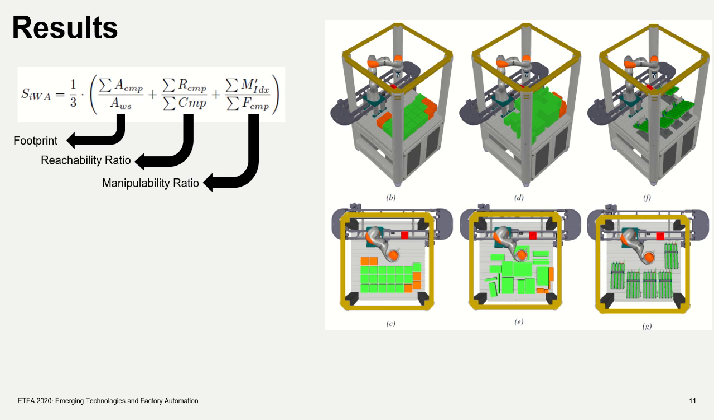And last but not least, we have the manipulability ratio. It is built by the manipulability index of each component in the working point divided by the number of frames.